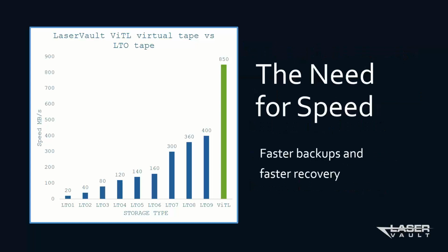So, the need for speed: faster backups and faster recovery. If we take a look at comparisons from LTOs all the way up to LTO 9 compared to a ViTL solution, where you're backing up to disk instead of physical tape, you can see that you can easily double the speed of your backups. Cutting your backup window in half gives you the ability to have shorter downtime on your system, and to even back up more data if needed, and change your backup strategy to encompass everything that you need on a daily basis in order to recover.